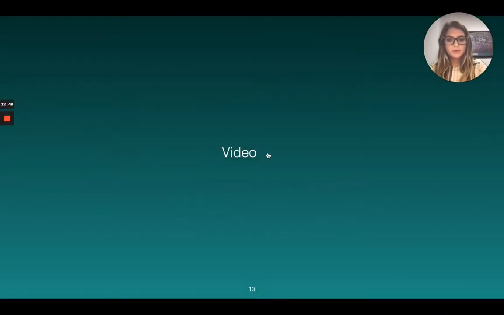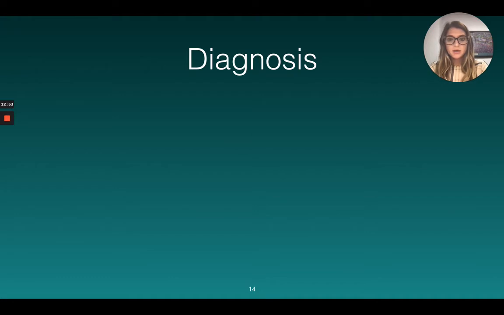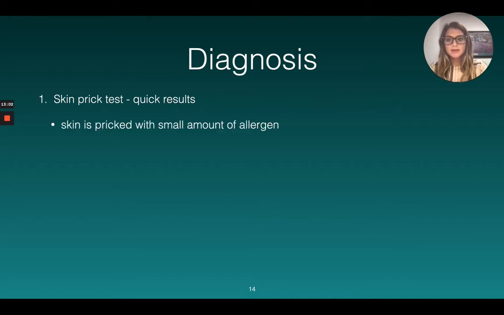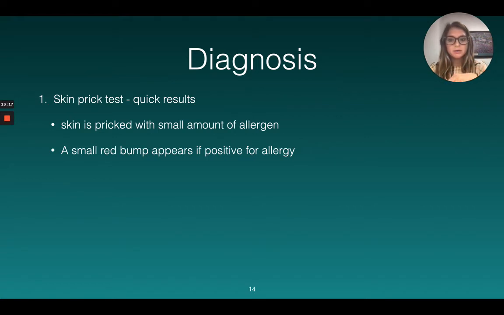So just a little visual representation of an allergic reaction response. Diagnosis of a food allergy can be done a couple of ways. One is a skin prick test, and this provides quick results. Basically the skin is pricked with a small amount of the allergen to see if it elicits a response. If someone does have an allergy to that component, you'll see a little red bump appear if it is a positive.